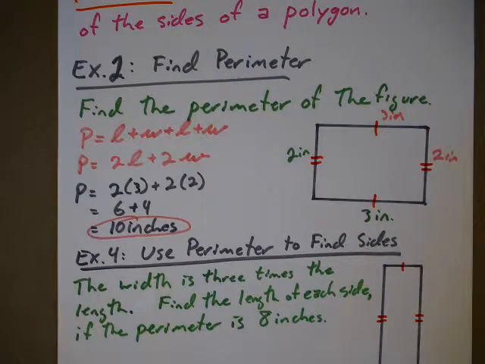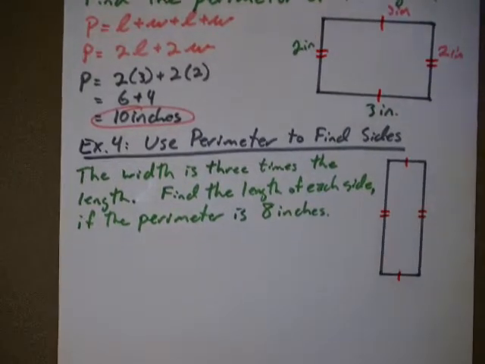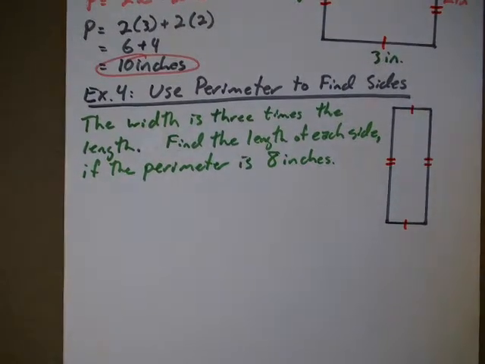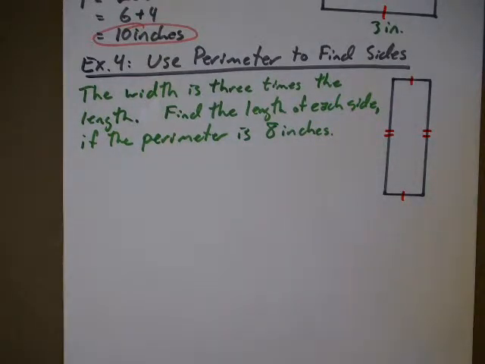A little more complicated is example 4 in your book. Let's take a look at that. Okay, so what we're going to do now is use the perimeter to find the sides. And this tells us that the width is 3 times as long as the length.